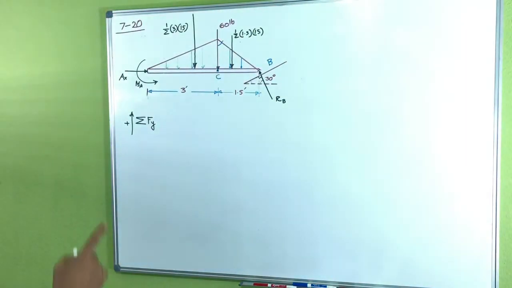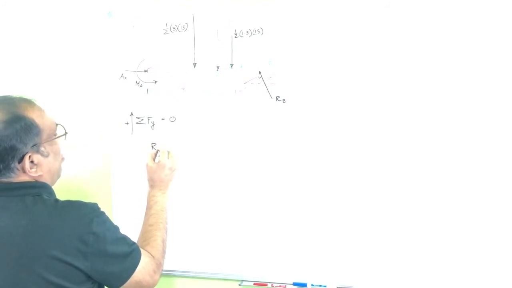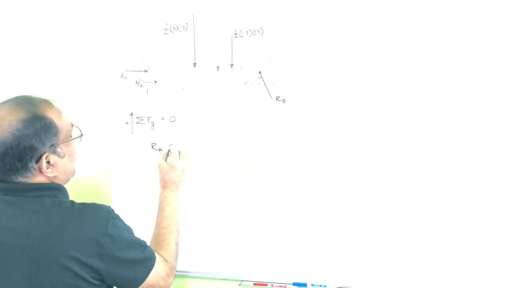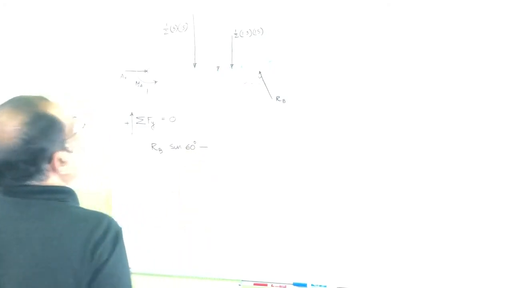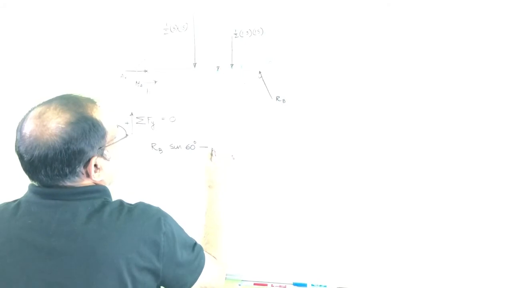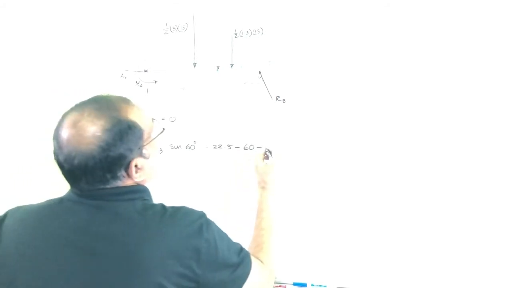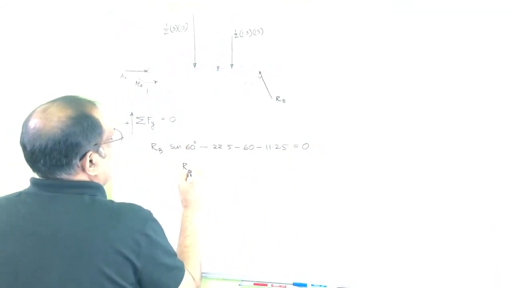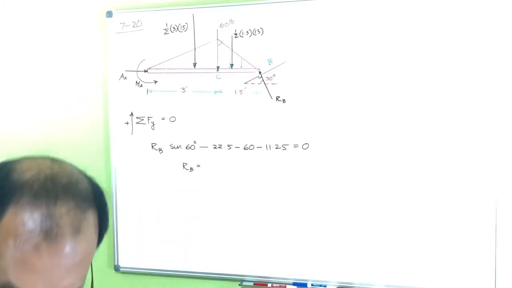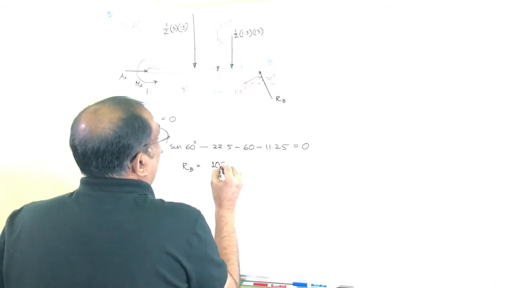Now you can see the summation of Fy equals 0. RB is making 60 degrees with the horizontal, so if I take the vertical component, that would be RB sine 60 minus 22.5 minus 60 minus 11.25, equal to 0. So your RB is actually 108.25.